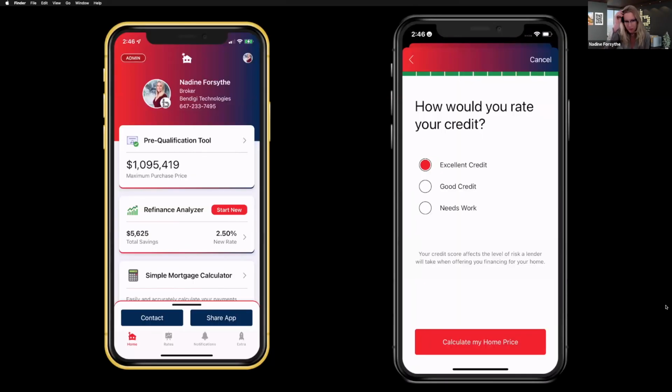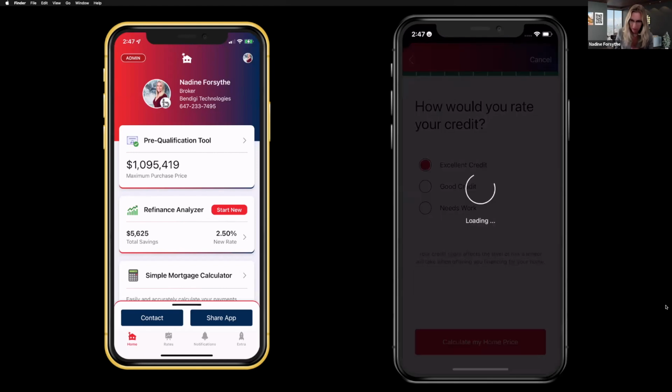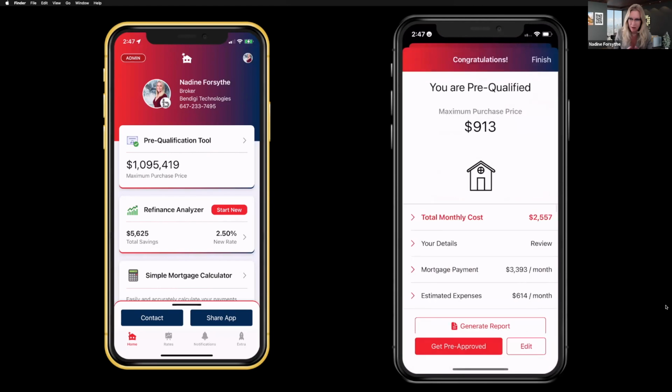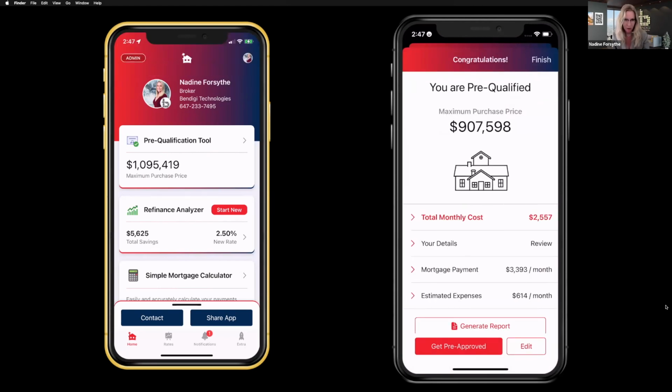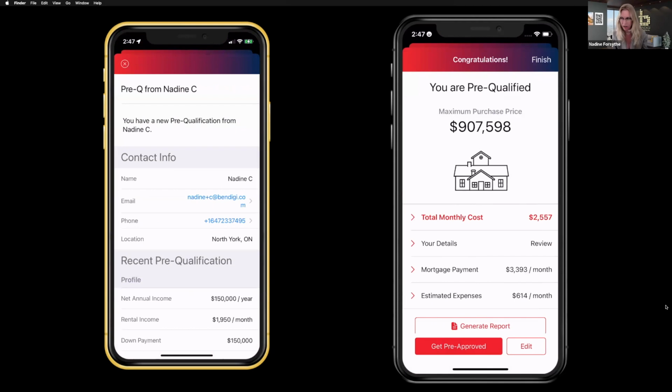So now that I have both phones up, the phone on the left-hand side is you as the mortgage agent, and the phone on the right-hand side is the pre-qualification that we've been working through from the perspective of a consumer client home buyer. So I'm going to tap on calculate my home price, and you'll notice that it goes through all of the potential factors: debt service, insurability, the mortgage payments. And as it's calculating the maximum purchase price, it's actually taking all of that data and sending it over to you as the mortgage agent or broker.